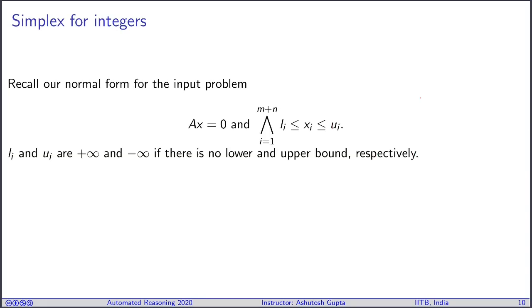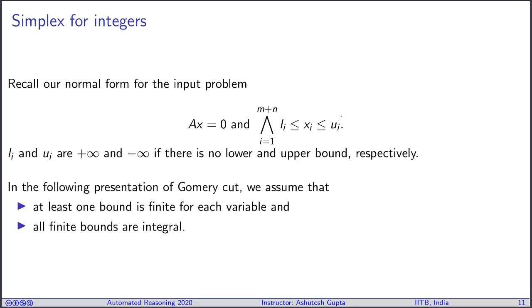Remember that we had the simplex, and the simplex had this normal form, in which you have Ax equals 0, and every variable has bounds, which is a lower bound or an upper bound. In the following presentation, we will assume that every variable has bounds, at least one of the bounds is present, and all the bounds are integral. So that's another assumption.